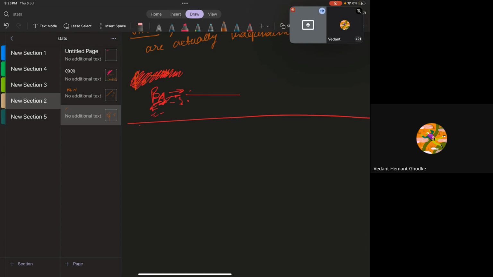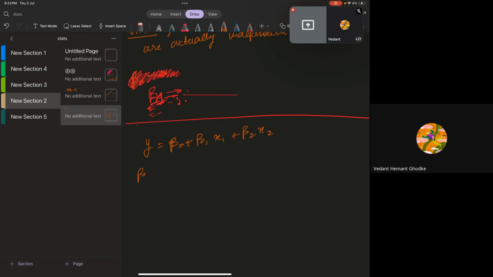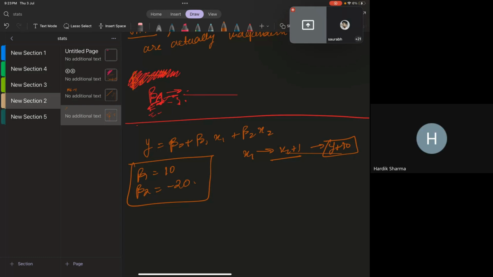Now, let's understand what exactly beta 1 means. Beta 1 is 10, beta 2 is minus 20. So, what does this mean? That x1, if it increases by 1, then y will increase by 10. Yes or no?